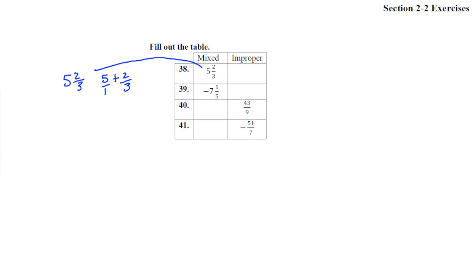5/1. We need a common denominator. You can see that 1 and 3 both go into 3, so we times by 3, and end up with 15/3 plus 2/3 equals 17/3. 17/3 is the improper fraction. And the shortcut is 3 times 5 plus 2. So 3 times 5 is 15 plus 2 is 17 thirds. So 3 times 5 plus 2 all over 3. Okay, let's do the next one.